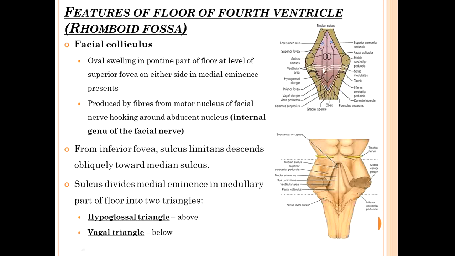Again I repeat everything. This is the median sulcus, then the medial eminence, then this is the sulcus limitans, here is the superior fovea, here is the inferior fovea, this is the facial colliculus, this is the locus coeruleus, this is the vestibular area. This inferior fovea is going towards the median sulcus, and above there is one triangle, the hypoglossal triangle, and below is the vagal triangle.